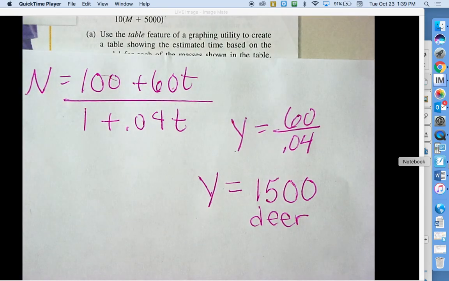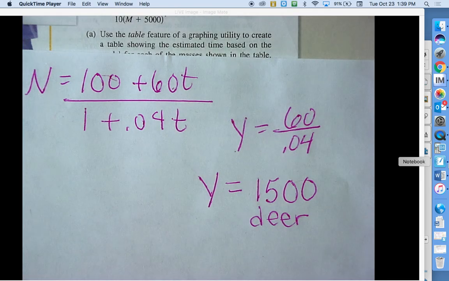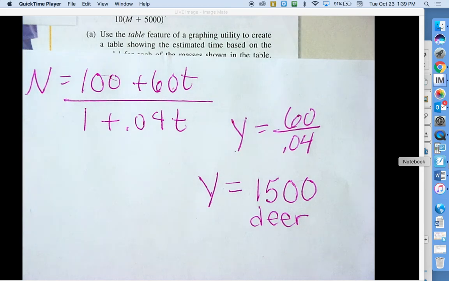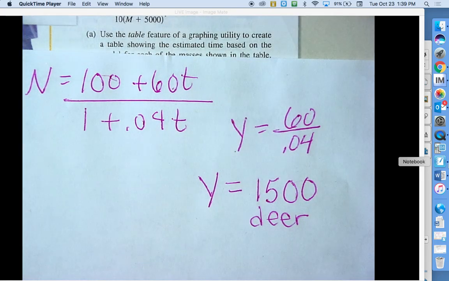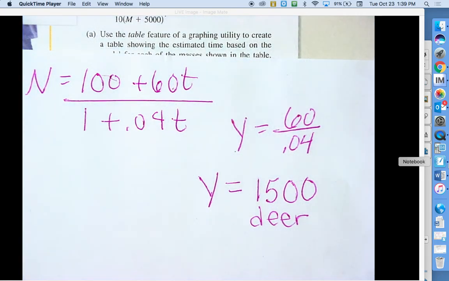We're no longer dealing with parabolas or polynomials where you have those max curves. So when we're looking at a function and it's a fractional function, a rational function, the asymptote creates the max value because it can't go above that asymptote. So 1,500 deer. It's a lot of deer for one area that are supposedly going to stay in this confined game land.